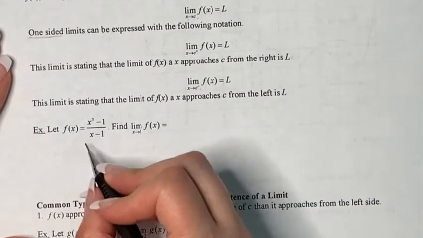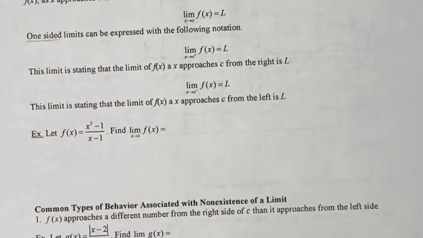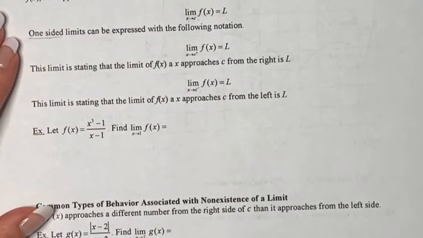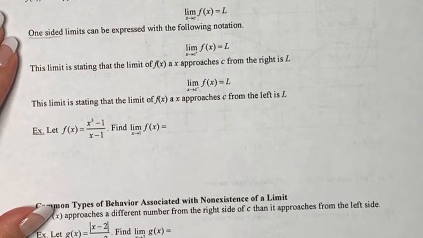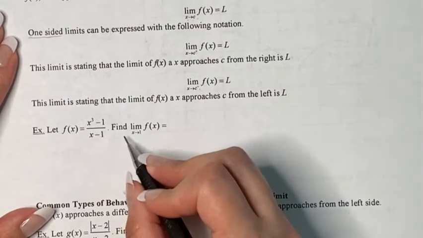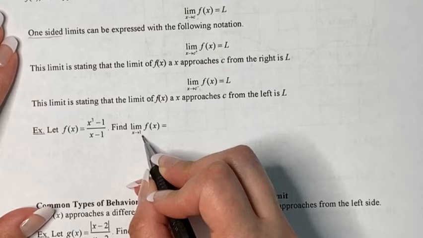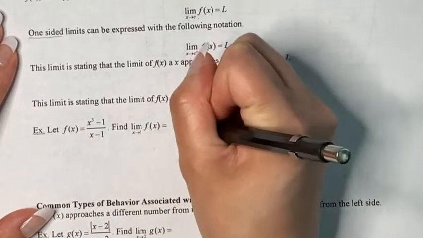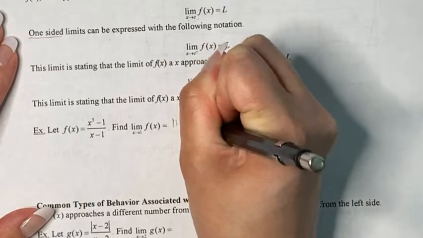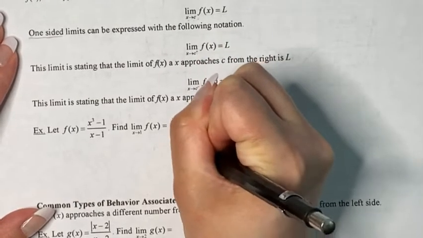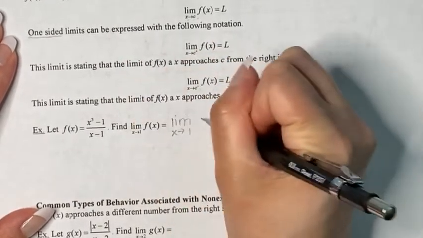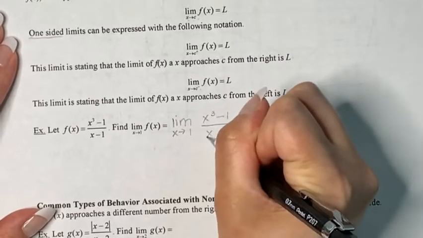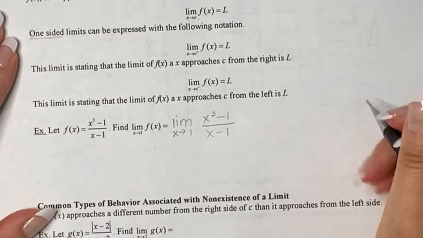So if we have that f of x is equal to x cubed minus 1 divided by x minus 1, they ask you to find the limit when x approaches 1 of f of x. So what's the meaning of this expression? Well, what they are asking you to do is compute the limit when x approaches 1 of this expression that I have over here.